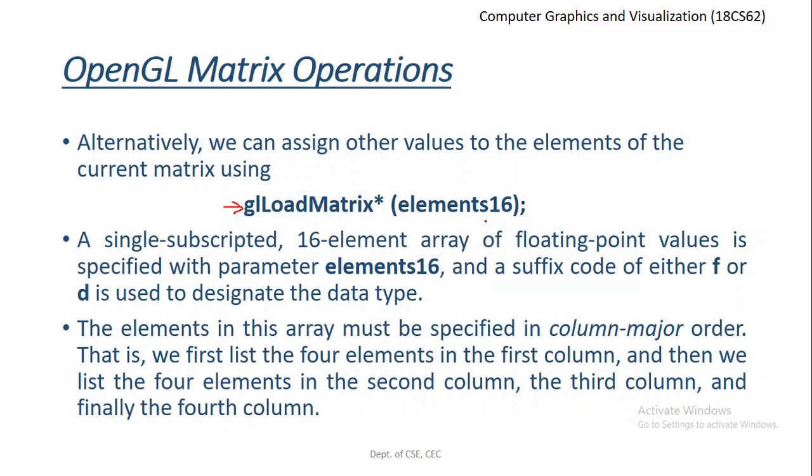We first list the 4 elements in the first column, then we list the next 4 elements in the second column, the third column, and finally the fourth column. That is called column major order. So whatever array we specify here must be specified in column major order. It should contain 16 elements. Column major order indicates we first specify the first column elements, then the second, third, and finally the fourth column elements.